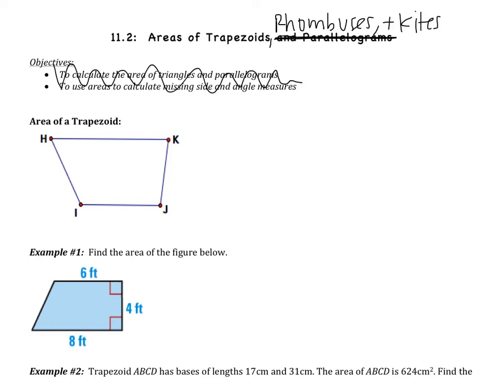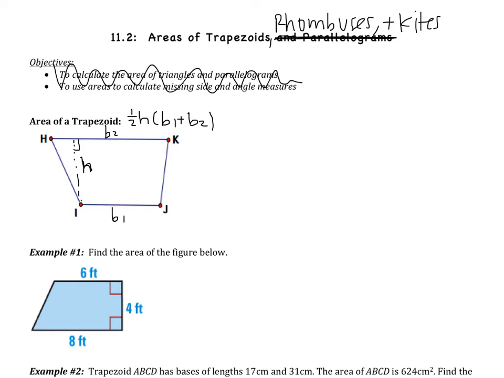Before we do anything, we should probably talk about what the area formulas are. Well, the area of a trapezoid is 1/2 height, base 1 add base 2. So in our figure here, we have one base, we have another base, and your height is going to be the perpendicular distance between those bases. It's really important to remember that your height always has to be perpendicular.